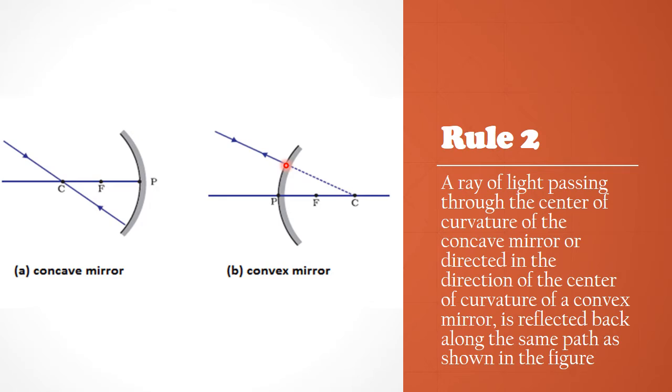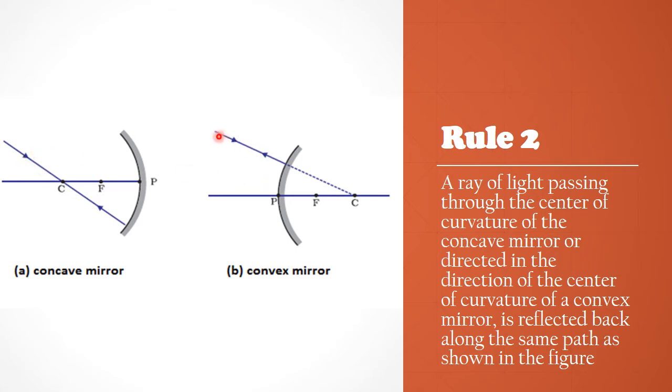Now after striking the mirror, which is your reflecting surface, it is reflected back. The reflected light will move back along the same path, and this arrow denotes in which direction your light is moving. The light is moving back along the same path. So for a concave mirror, a light which passes through the center of curvature, after reflection, passes back through the center of curvature along the same path.